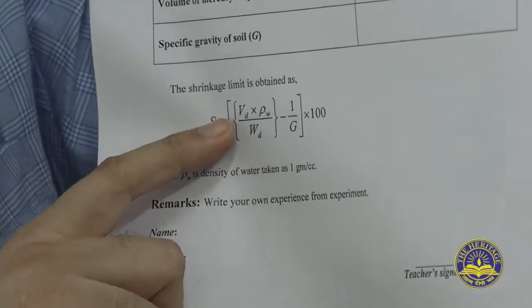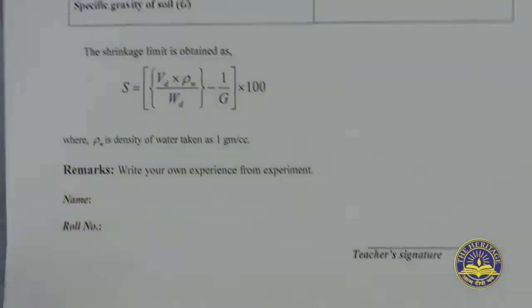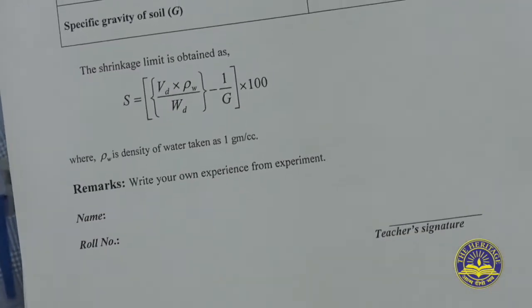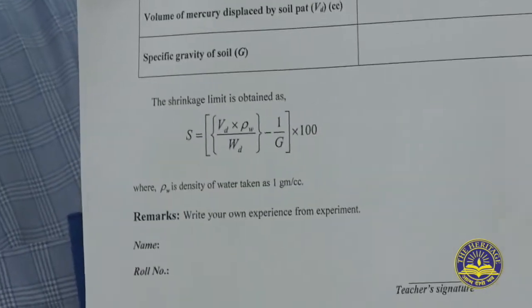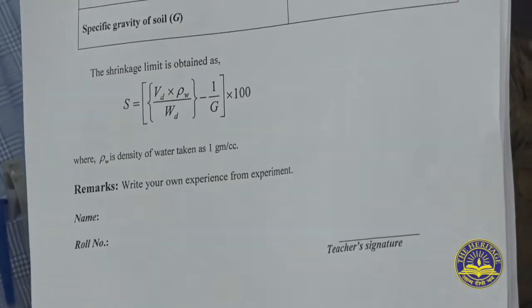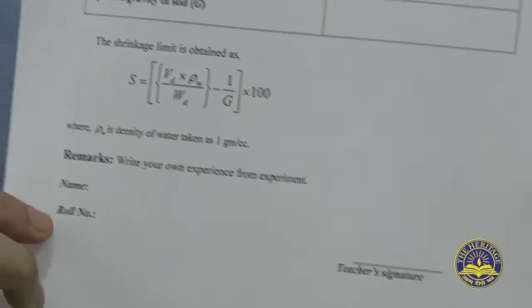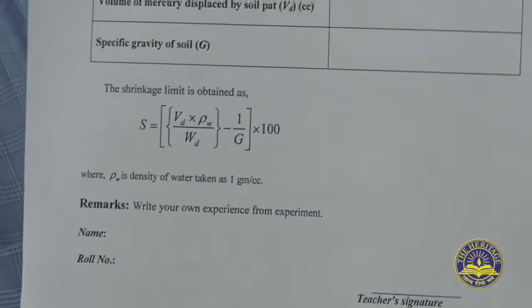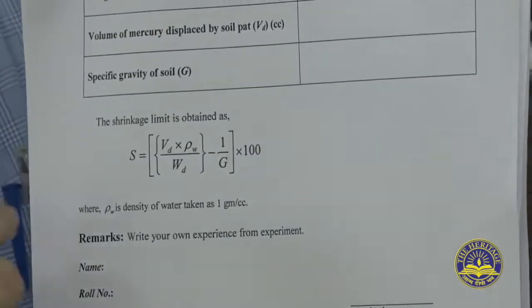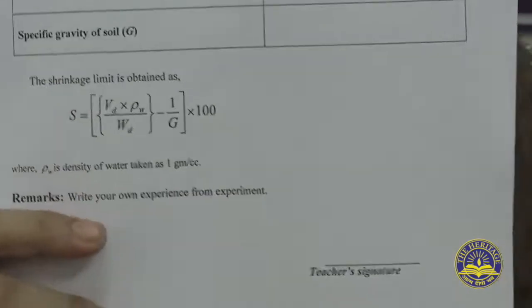Now in this expression you can see there is Vd and Wd. Vd is the volume of the dry soil pad or soil cake, and Wd is the weight. So these two you can determine. Weight you can take from the weight balance, and this Vd you can determine by the mercury displacement method, by calculating how much volume of mercury is displaced, and you use this formula to determine the shrinkage limit.